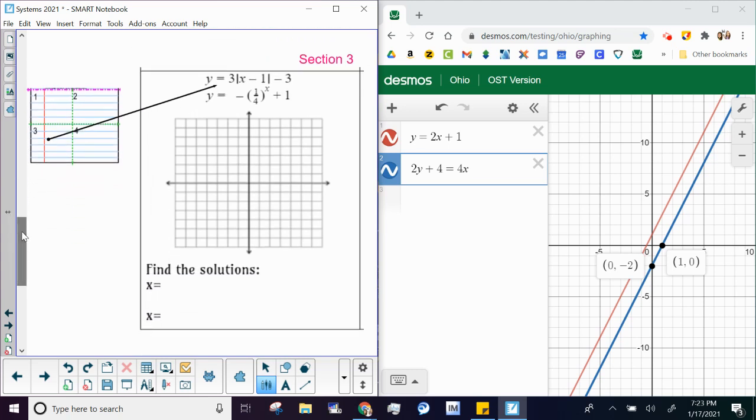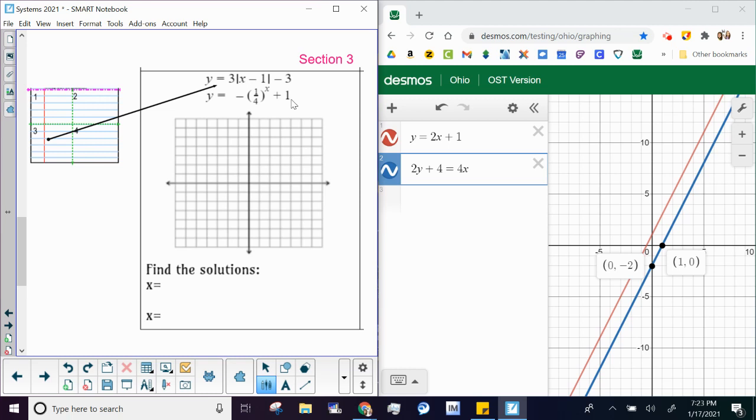Okay. In the third section, oh, look at these equations. They're crazy. I'm going to read them out loud to you. So it says y equals 3. Do you guys remember what these lines mean? That's the absolute value. So y equals 3 times the absolute value of x minus 1 minus 3. And this one says y is equal to negative, parenthesis, 1/4 to the x power plus 1.